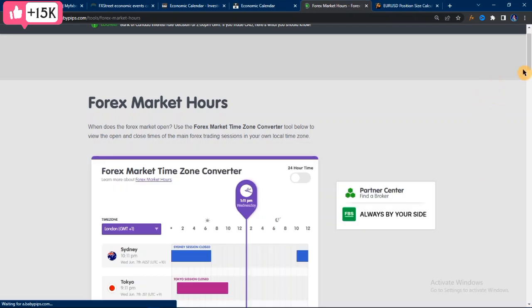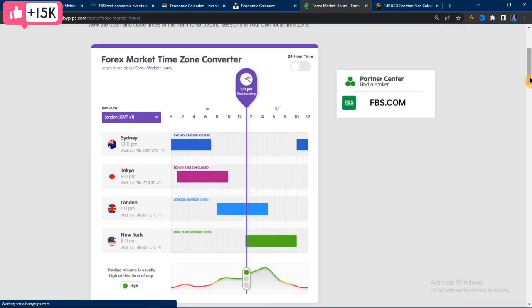It takes you to this page. Here you can see the Forex Market Time Zone Converter. Here are the different market sessions: Sydney, Tokyo, London, and New York. And right here we are on the New York session, which is just about to open.